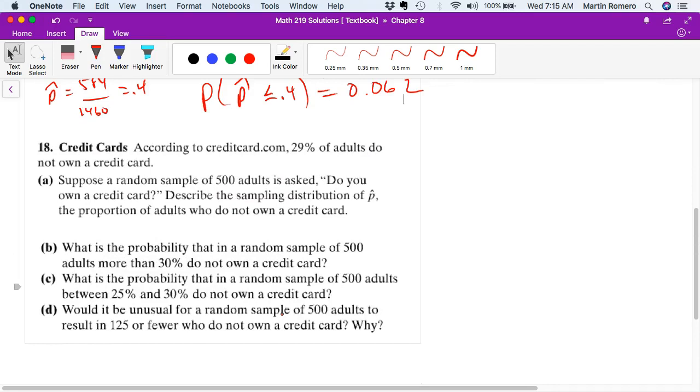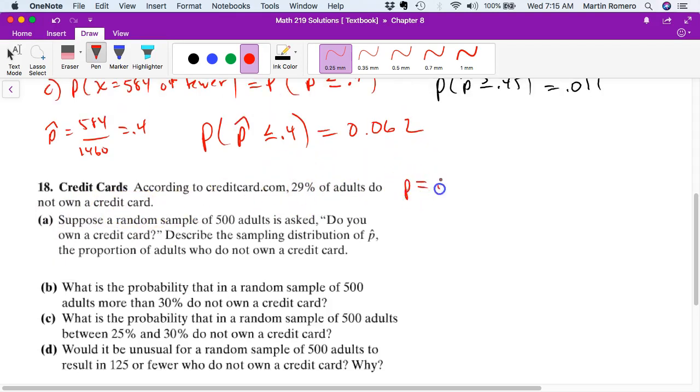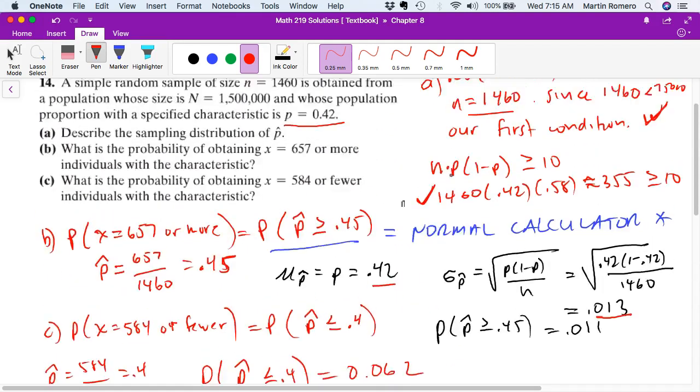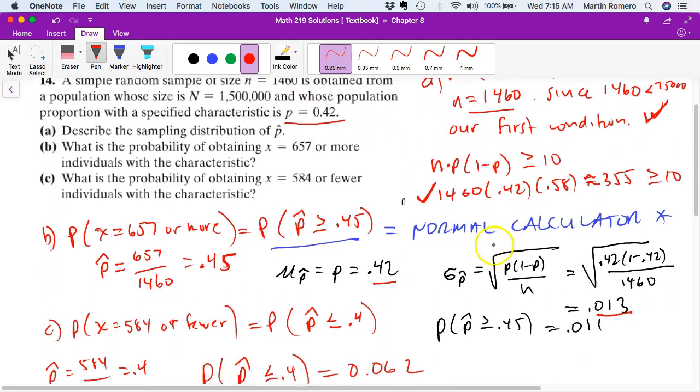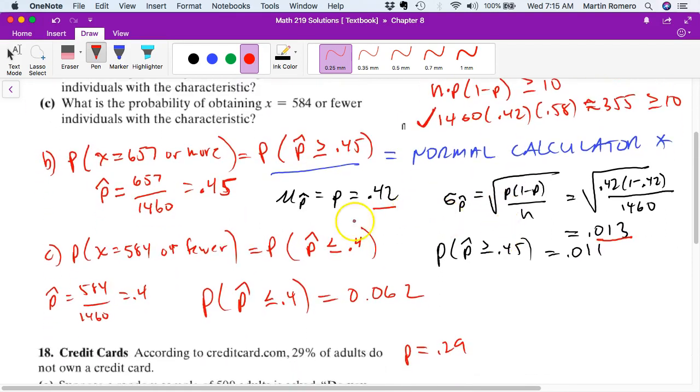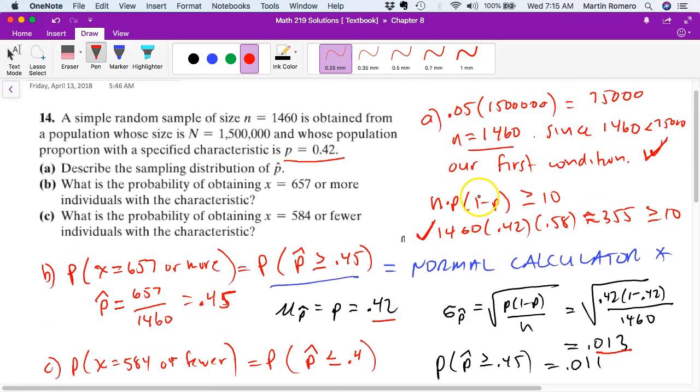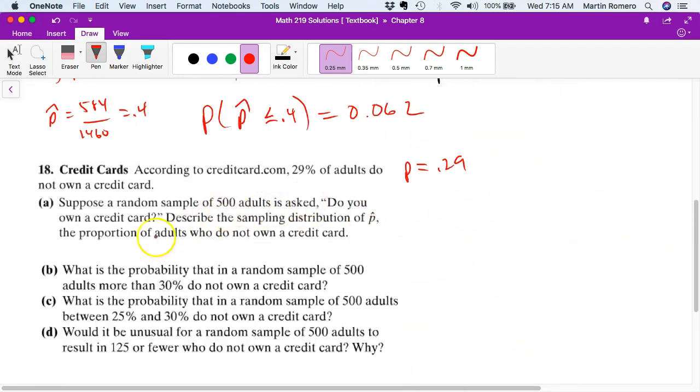Let's go ahead and move on to problem 18. Problem 18, credit cards. According to creditcard.com, 29% of adults do not own a credit card. So in this case, our p is 0.29, the population proportion. On this problem, there was no situation; we were just practicing the distribution of a proportion and going through some of the formalities. Here we actually have a context. Suppose a random sample of 500 adults, n equals 500, is taken from the population. Do you own a credit card? Describe the sampling distribution of p hat, the proportion of adults who do not own a credit card.